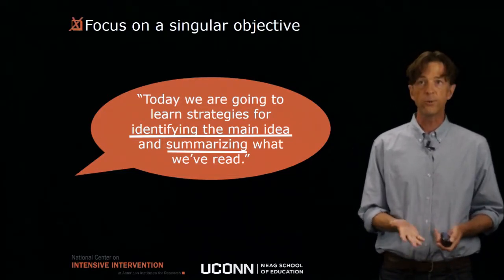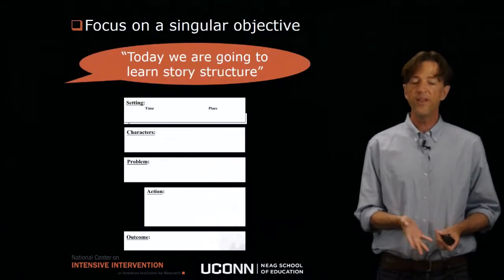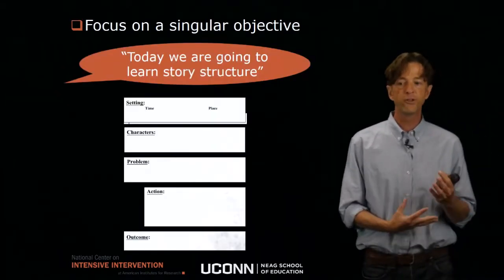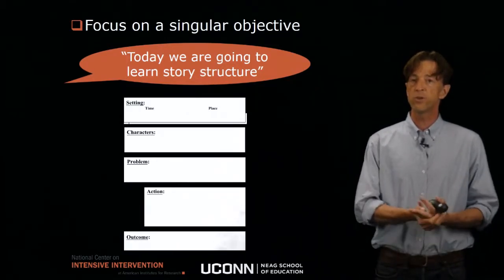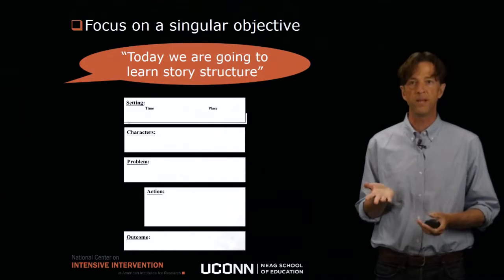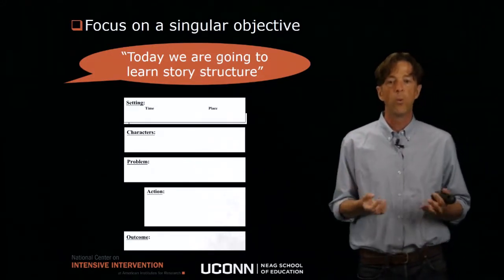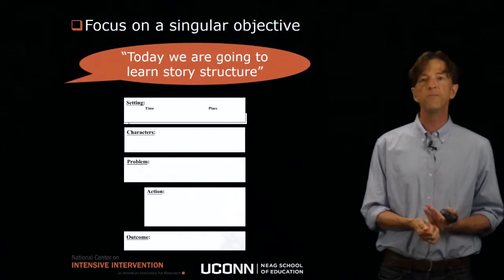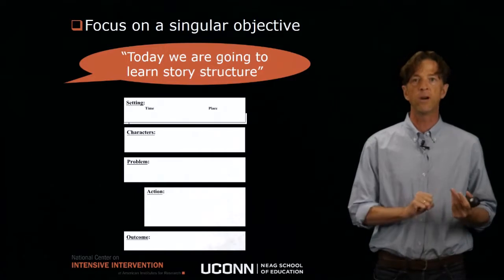So we don't want to introduce multiple strategies at once. We also want to think about how we're introducing strategies over time. So this says, today we are going to learn story structure, and we see a story map here where we can think about what are the components of a narrative story. There's setting, characters, a problem, action, solution, and outcomes.